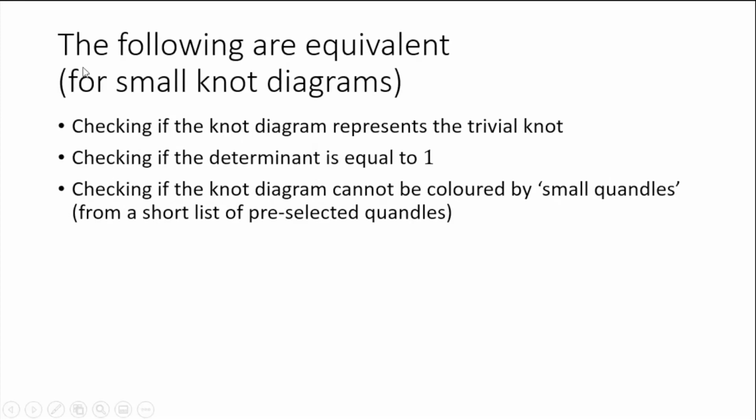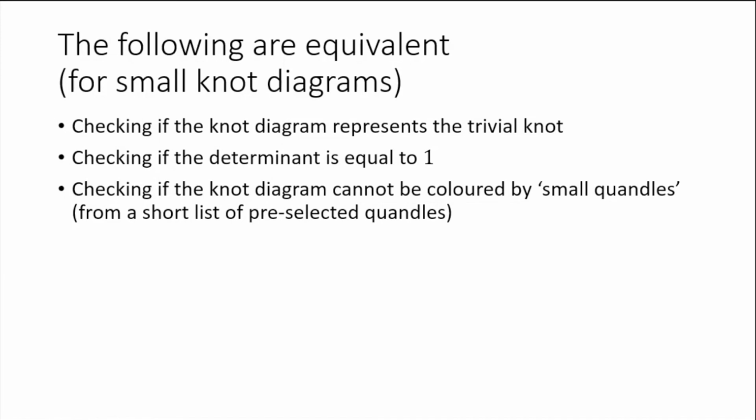So for small knot diagrams, and the diagrams which we used in this experiment are small, these claims are equivalent. Checking whether the knot diagram is the trivial knot, checking whether the determinant is equal to 1, and checking if this knot diagram can be colored by a number of small quandles, where the list is actually prepared in advance, and we have some publications on that, and other people have some publications on that.